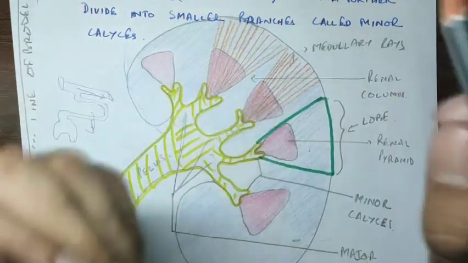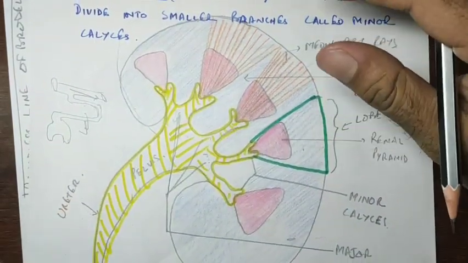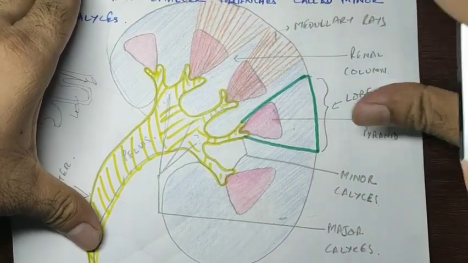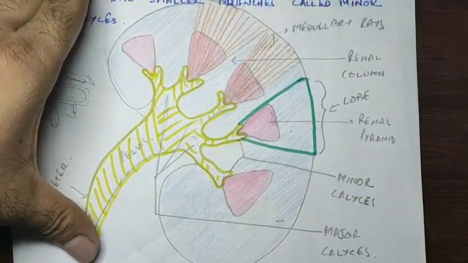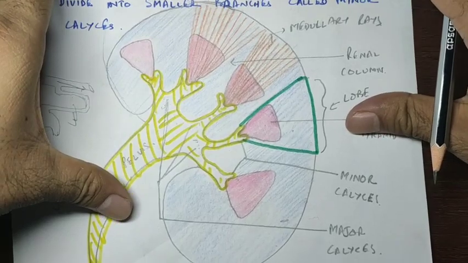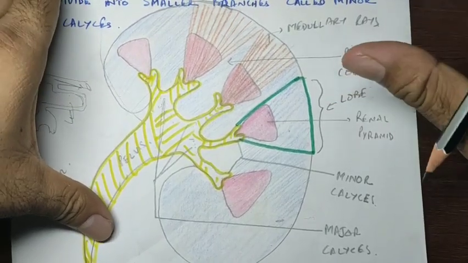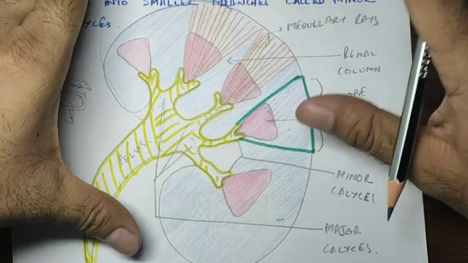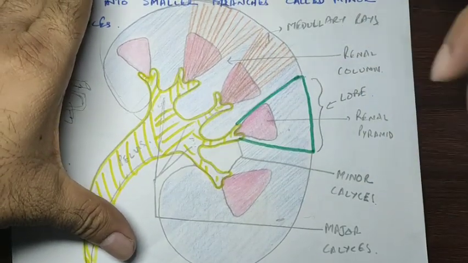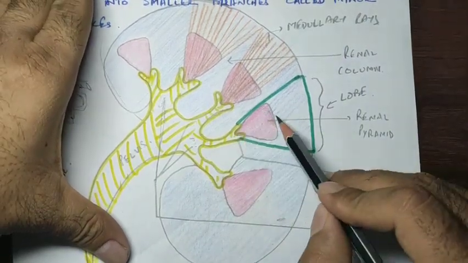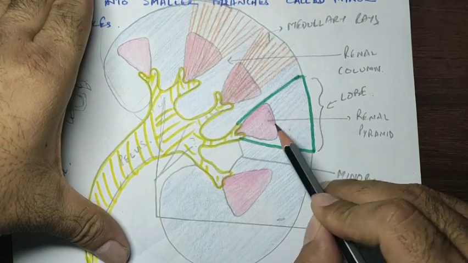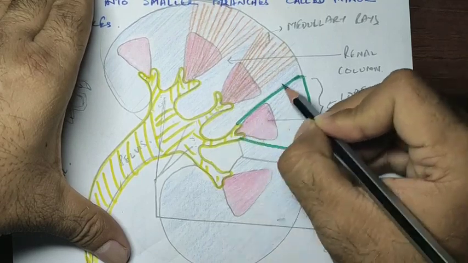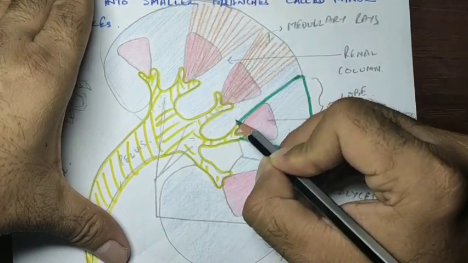Okay, now the next thing that we need to understand is the lobes of a kidney. So the kidney has been divided into multiple lobes, and these lobes are nothing but each pyramid with the overlying cortical area forming the lobe. So this is a pyramid and this is the overhanging cortical area. It also contains a bit of the surrounding tissue.